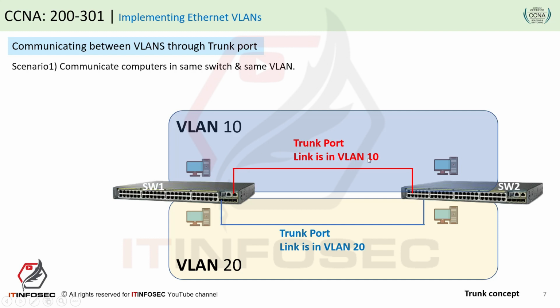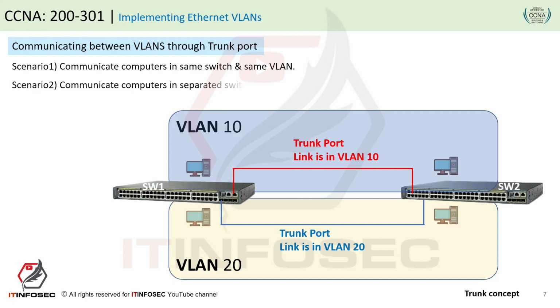In this item we can have three scenarios. Scenario 1, communicating computers in the same switch and same VLAN. For example, on SW1 we have VLAN 10 with three computers, same switch, same VLAN. There is not any problem. All computers assigned to the same VLAN on the same switch can communicate with each other without any problem. There is no need for a trunk port.